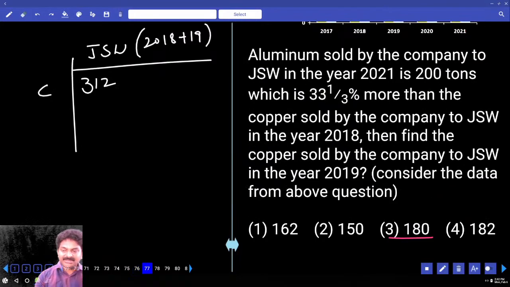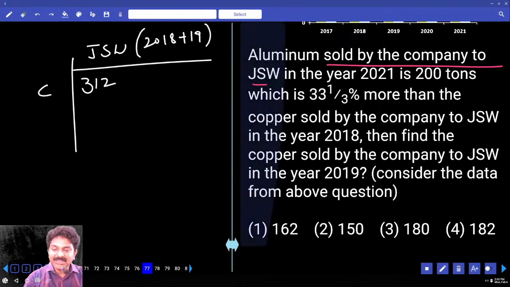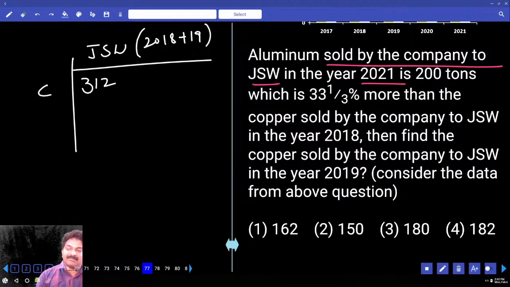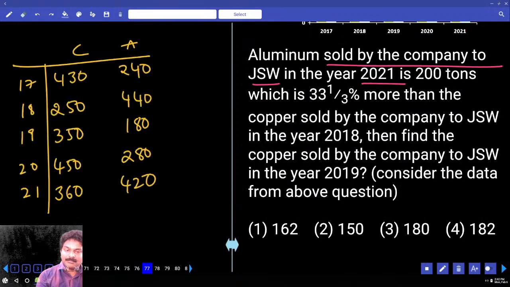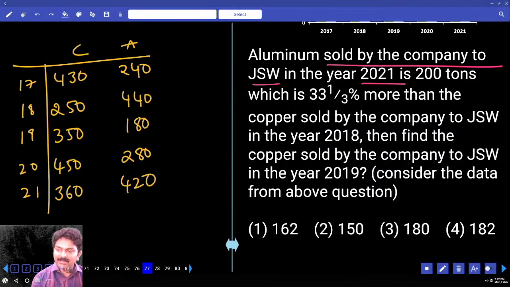312. This was previous question data. Aluminium sold by the company to JSW in the year 2021 is 200 tons. So here, 2021 aluminium, this is 200. White color data is related to company JSW.